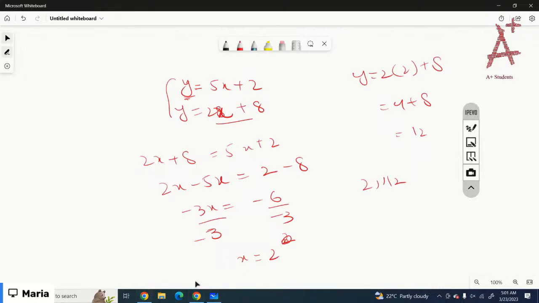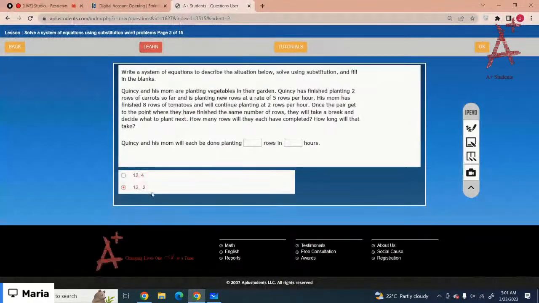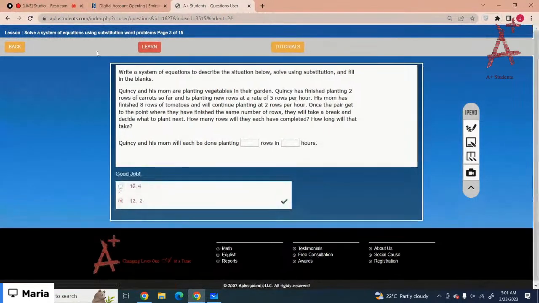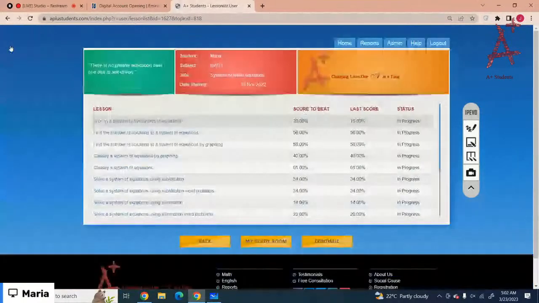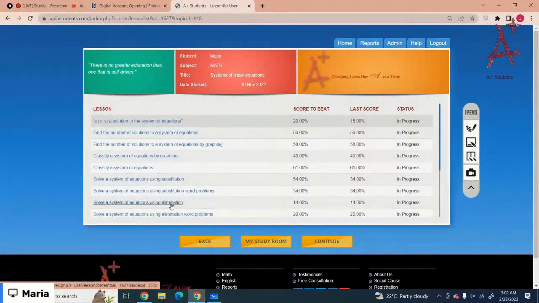So just select the correct option and move on to the next question. 2, 12. The option number 2 is the correct option. Okay, you can complete the rest by yourself later today. Let me just move on to the next lesson. And the next lesson is solve a system of equations using elimination. Let me see.